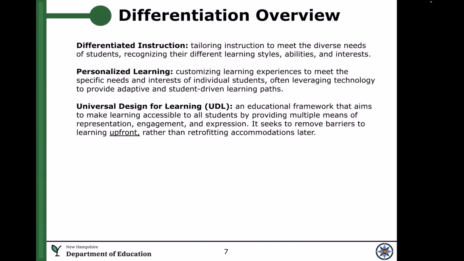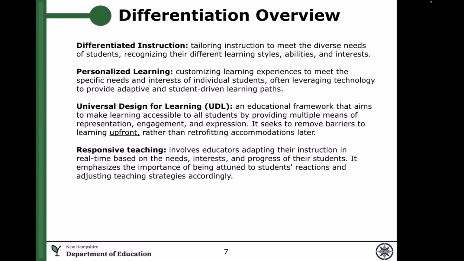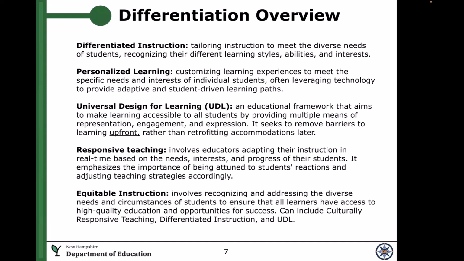We also have the Universal Design for Learning, which is really that framework that helps us put all of this information together and really starts us thinking about the things that might be in our toolbox to be able to help all students. In addition, we have what's called responsive teaching. That basically says, okay, we're looking at the needs of our current students right now, their interests and their progression, and we are changing things accordingly. And then the equitable instruction means that we're just making sure that everybody has access to high quality education and opportunities for success.